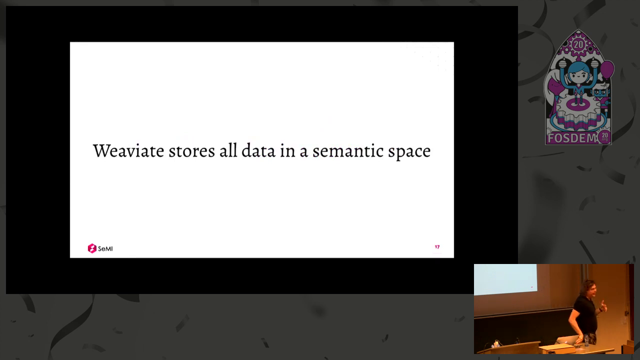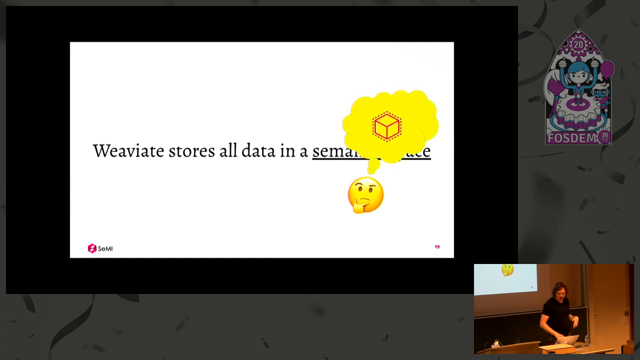So we store everything in a semantic space. That's what we do. And now if you go like, wah, semantic space, I'm going to explain what we mean with that. But just keep thinking, when I talk about semantic space, I'm talking about the contextionary.